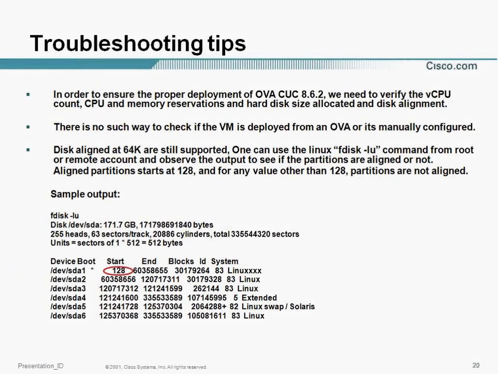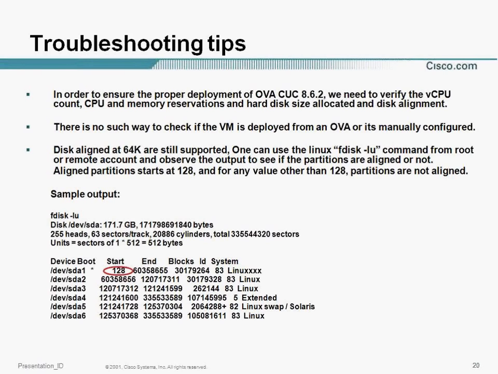Moving to the next slide, here are some troubleshooting tips. In order to ensure that the proper deployment of OVS CUC 8.6(2) has been done, we can verify a number of options like virtual CPU count, CPU and memory reservations, hard disk size allocated, and the disk alignment. There is no way in which you can check whether the virtual machine is deployed from an OVA or manually configured. For verifying the disk alignment, the user can issue the fdisk -lu command from root or the remote account, and observe the output to see if the partitions are aligned or not. Aligned partitions will start with a value of 128, and for any other value, partitions will not be aligned.